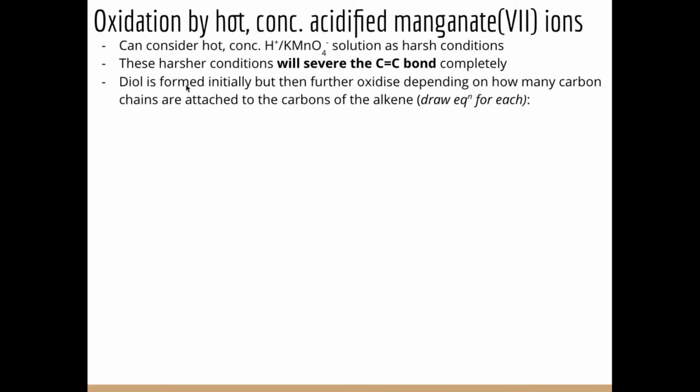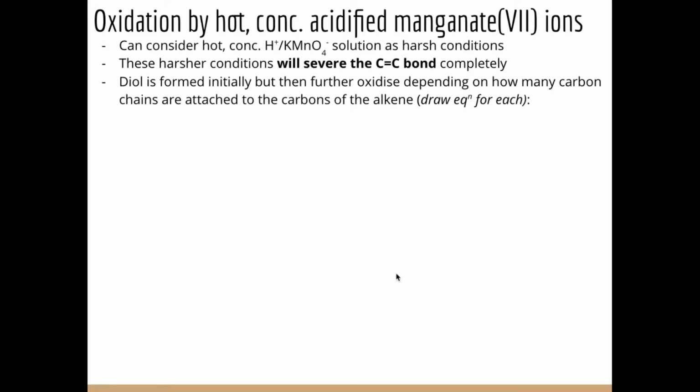So we do initially form the diol, however, we then get further oxidation depending on how many carbon chains are attached to the carbons of the alkene. So we get the initial formation of the diol that we saw before, but then the oxidation continues and we get a few different possible products. If we've got no carbons attached, we would get carbon dioxide forming.